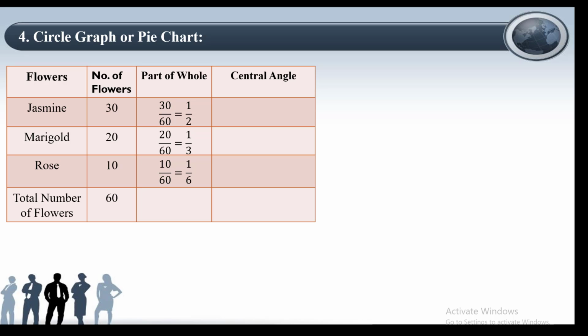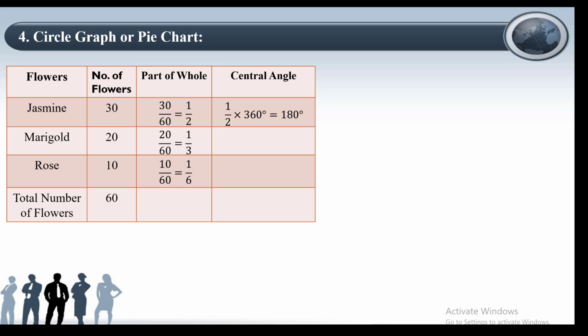We would consider the value of an entire circle to be 60 flowers, since the central angle of an entire circle is 360 degrees. We can say that 60 flowers represent the central angle of 360 degrees. The number of jasmine flowers is 1 by 2 part of the total 60 flowers.